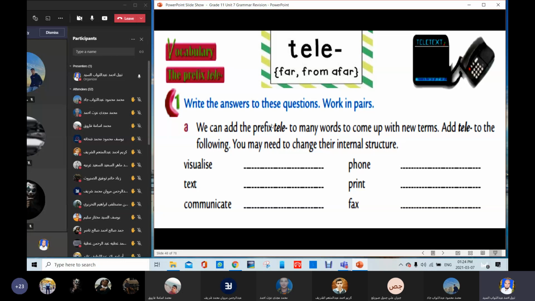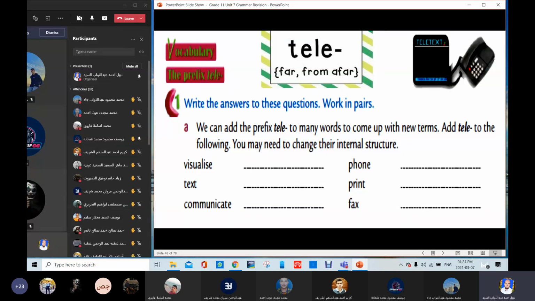Write tele before these words. Number one, Yusuf Mahmoud, visualize. Televisualize. What's the noun? What can you see every day? I watch programs. Which programs? TV programs. Tele... Televisualize, no. Abdelrahman Mustafa, what is the noun from visualize? Vision. Visualize, yes, visualization. Television. So what's a television?